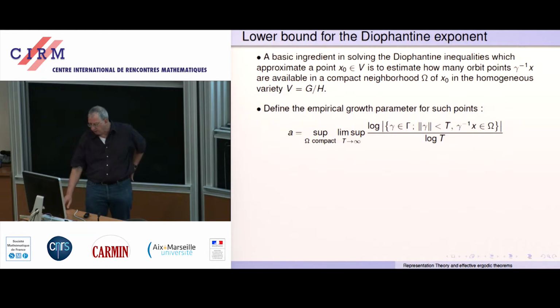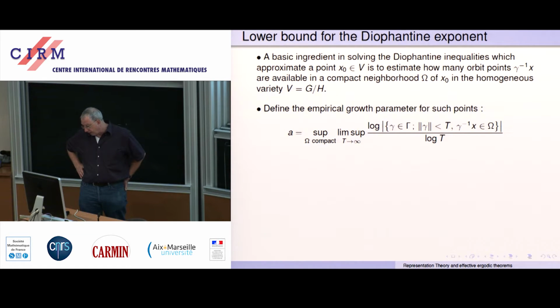And so we define the empirical growth parameter of such points. We take all gamma in gamma such that the norm of gamma is less than t, and gamma inverse x is in fact in omega.